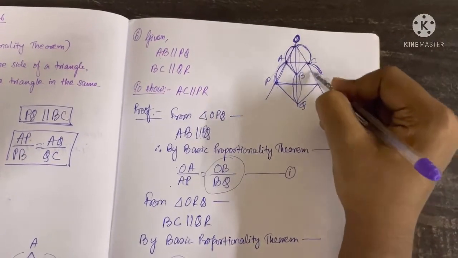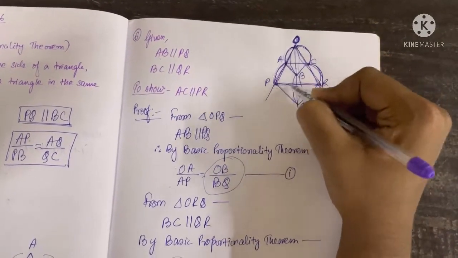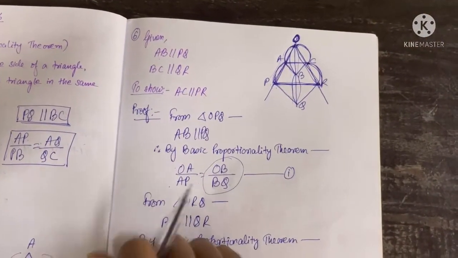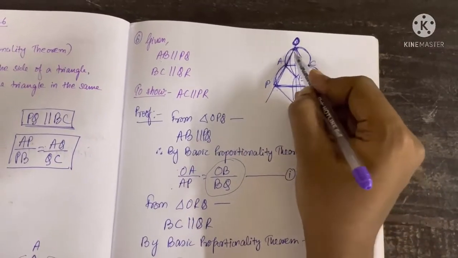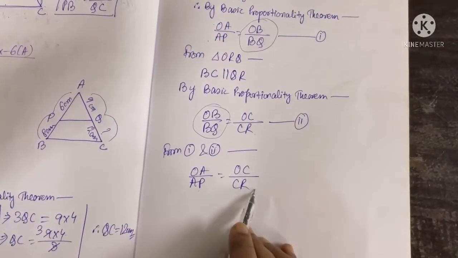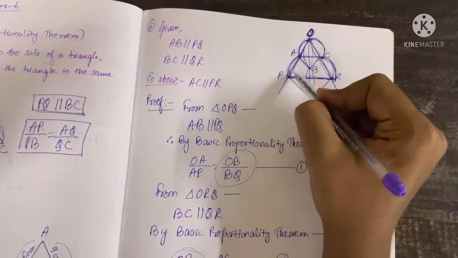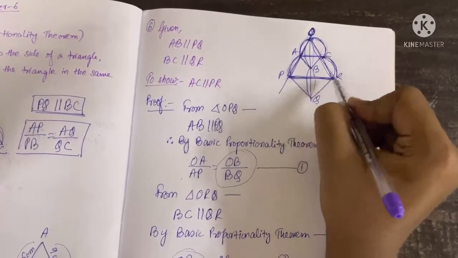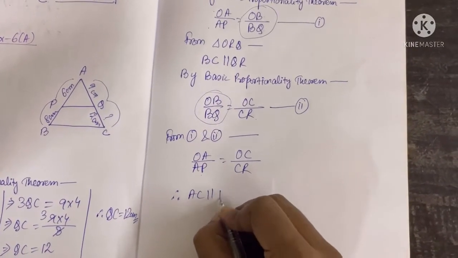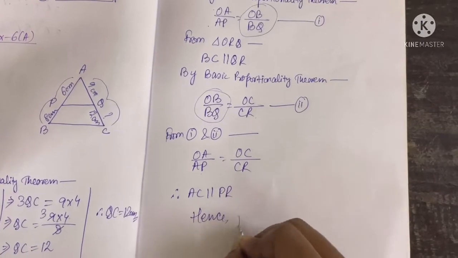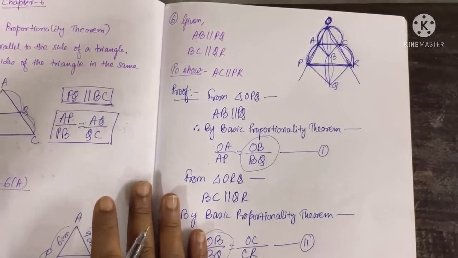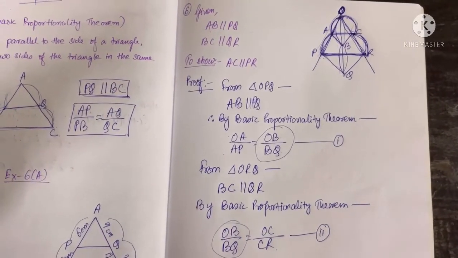then in this big triangle, what do we have? AC and PR must be parallel. It is the reverse of our BPT. BPT says that if two lines are parallel, then OA by AP will be equal to OC by CR. Now that we have here OA by AP equal to OC by CR, that means if this ratio is equal, that means AC and PR must be parallel. So therefore AC will be parallel to PR, hence proved. Okay, so this is about question number 6. I hope you have understood. Let's move into the last one.